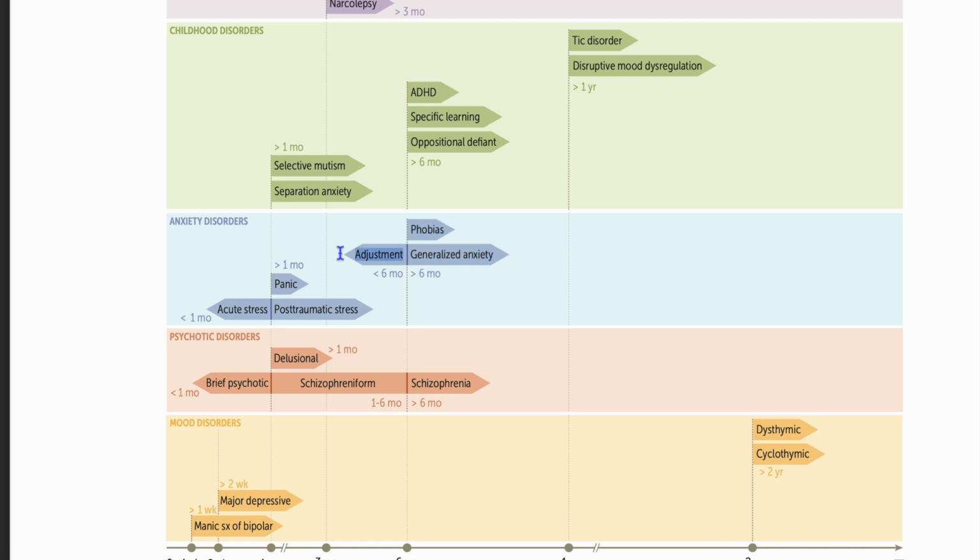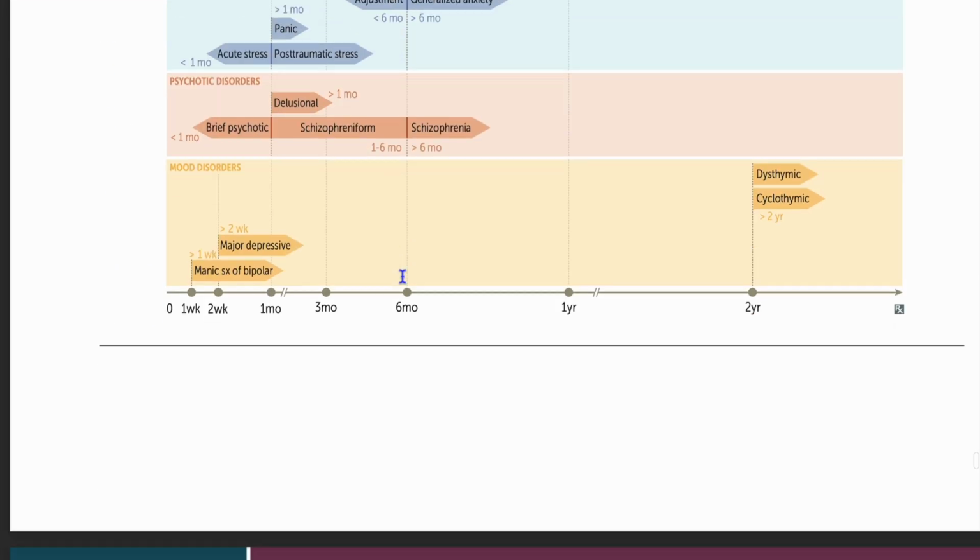Adjustment, it's always going to be about either divorce or them moving away to a new place. And it hasn't been 6 months yet, so it's just adjustment disorder. Okay, that's it for that.